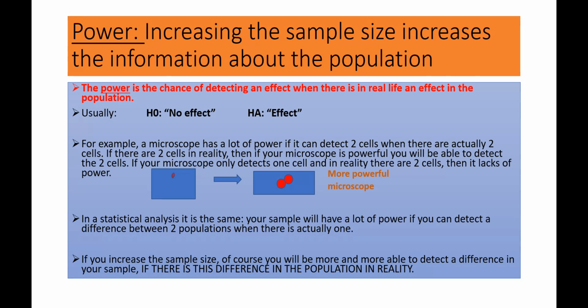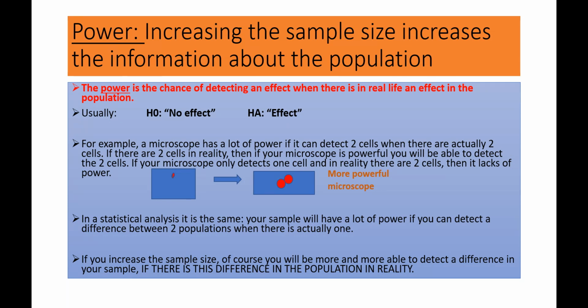In the case where there would not have been 2 cells, well, the powerful microscope would not have detected anything, okay? The power behind it, you have to imagine that in the population there is the effect, so we assume that there is the effect, and then what would be the ability of your test, of your microscope, to detect two cells if there were two cells here, okay?